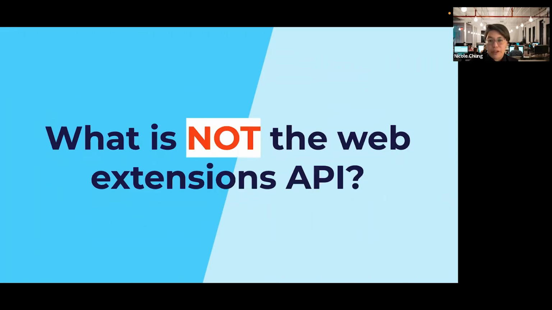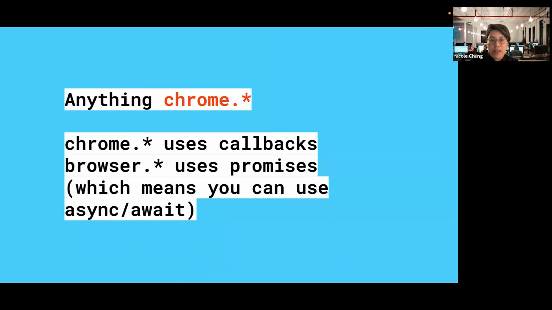So very briefly, we're going to talk about what is not the Web Extensions API, and that's anything with Chrome. Sometimes you see Chrome extensions and they're written with Chrome, like it starts with chrome, but in my opinion, it's a little bit harder to use because it uses callbacks, and most of us don't write JavaScript with callbacks anymore. That's a style that was popular years and years ago, but it's not really people's first choice. And the Web Extensions API uses promises, which means most of the time you can get away with using async await. So it's a little bit of a nicer coding experience.